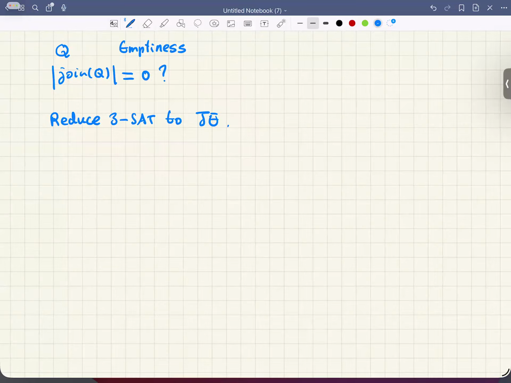Okay, so remember what is 3-SAT. 3-SAT basically says the following. You have some Boolean variables. Let's say you have n Boolean variables, and I give you an expression, a logic formula.